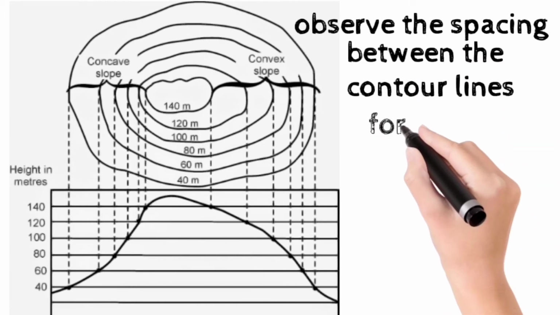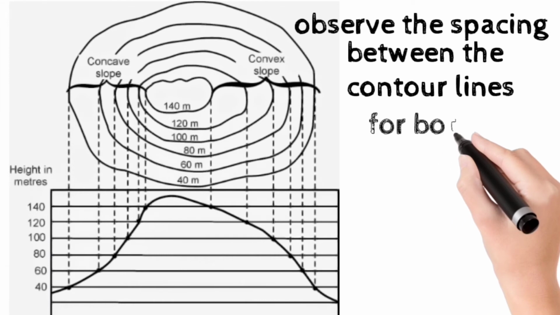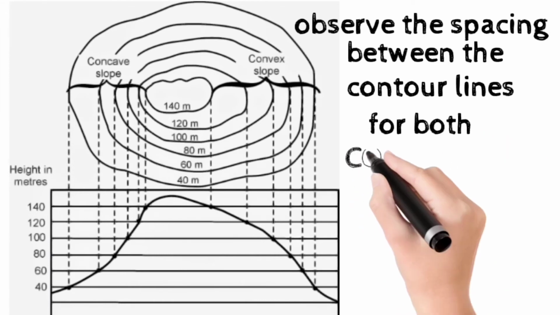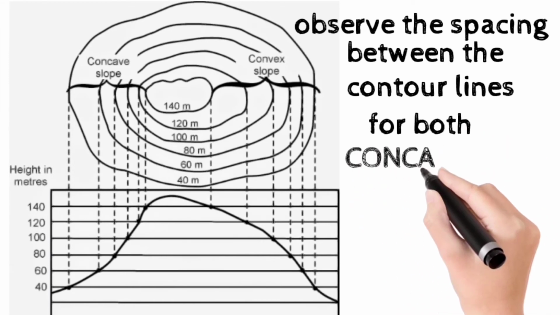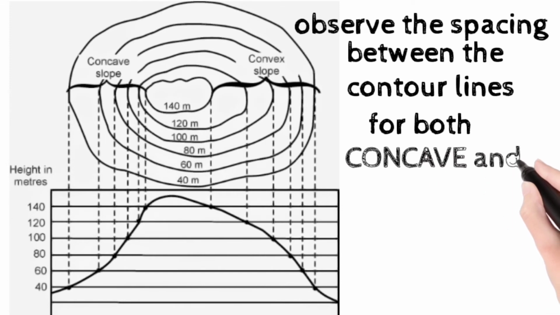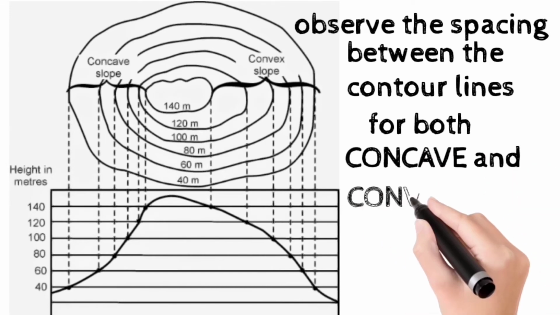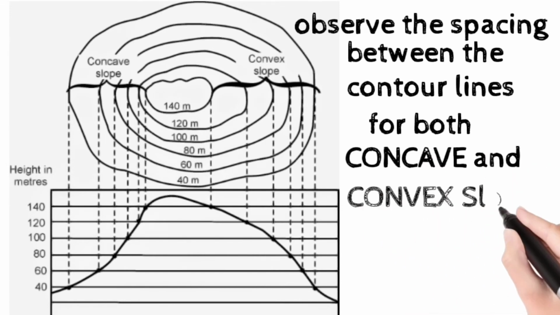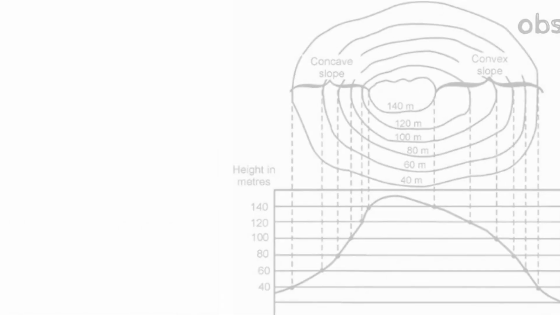When the ground hollows inward, it gets a concave slope, and that makes the slope gentle in the lower part and steeper in the upper part. Observe the differences in the contour spacing for both convex and concave slope. You can pause the video to enjoy the mental learning.